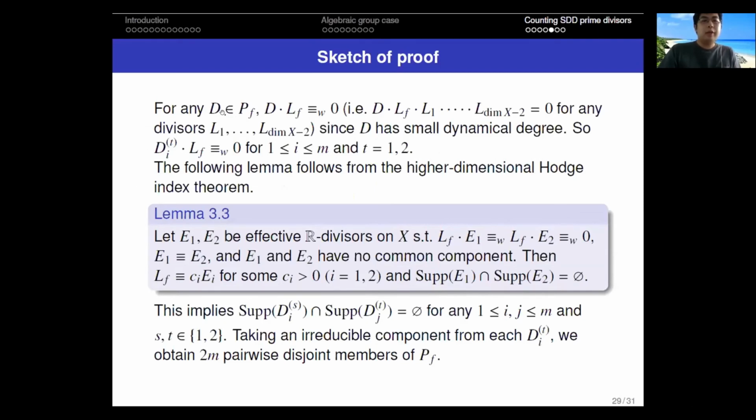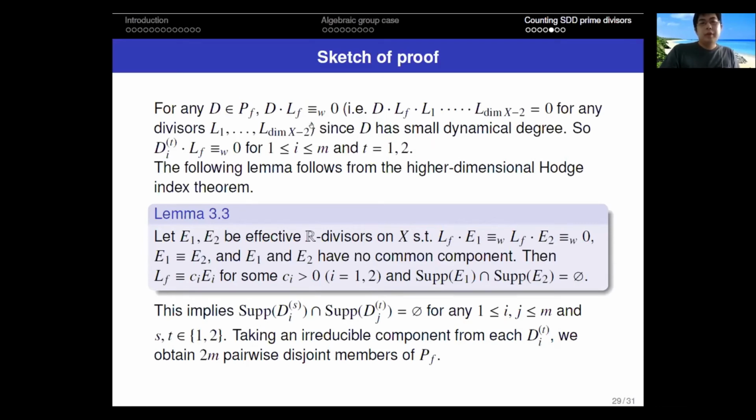And for any element D of PF, the intersection of D with LF is weakly numerically equivalent to 0. This means this intersection D dot LF is, by taking any other divisors, always 0 for any divisors. This means the weak equivalence. This is because D has small dynamical degree.